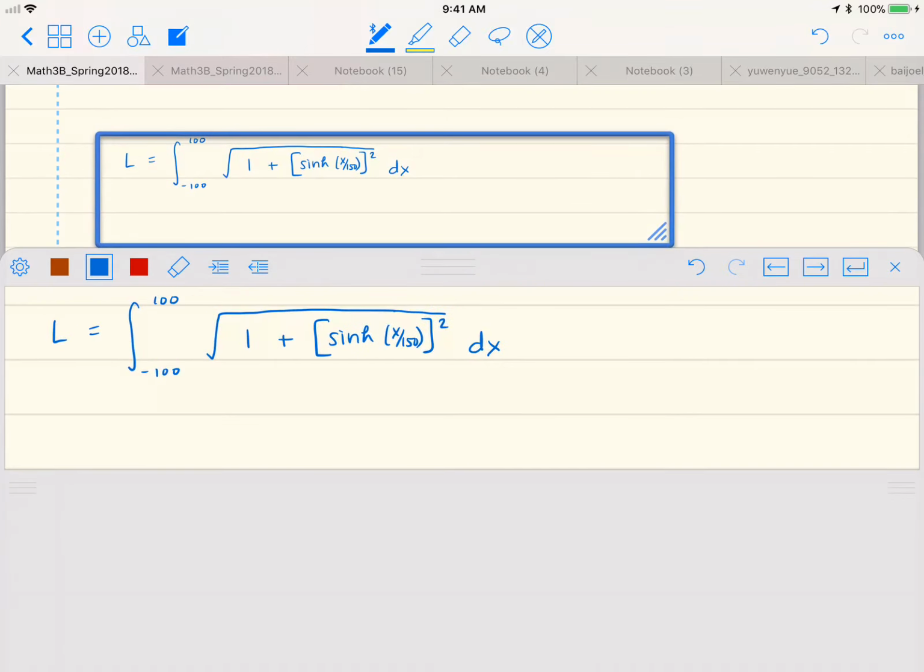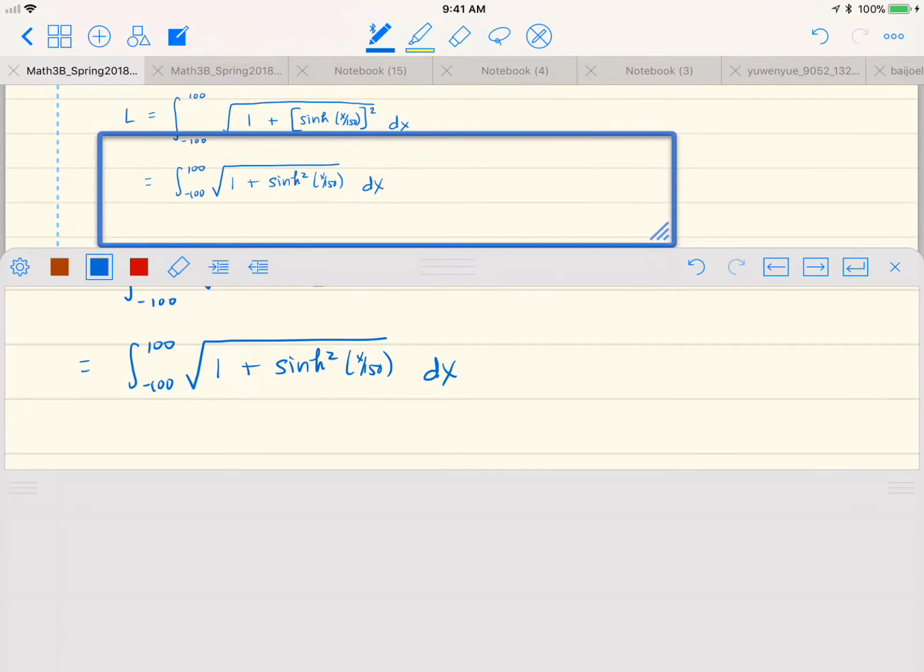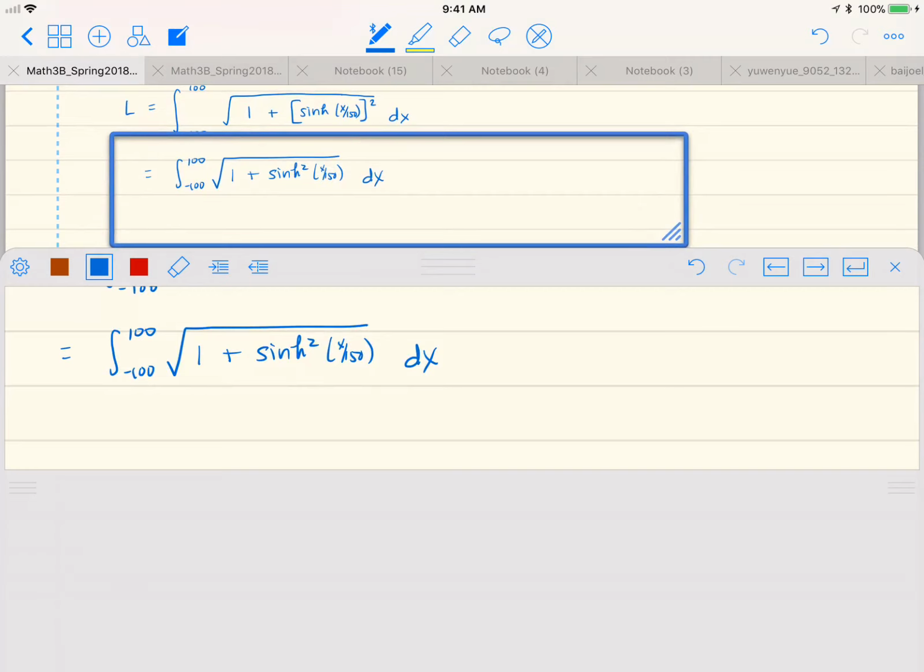All right, so we'll have the integral from negative 100 to 100 of the square root of 1 plus sinh squared of x over 150 dx. Now, I kind of smile because I know another property of hyperbolic trig functions.